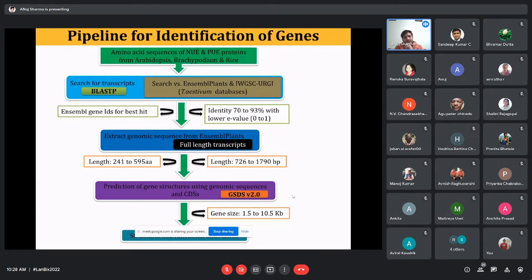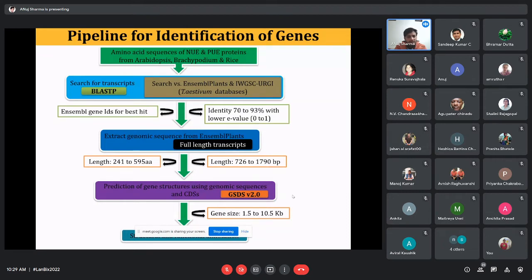So that is the pipeline which we have utilized. First, we derived the nitrogen use efficiency and phosphorus use efficiency proteins from Arabidopsis, Brachypodium, and rice. Why Arabidopsis, Brachypodium, and rice here? Because we consider Arabidopsis a model plant, and Brachypodium and rice are monocot plants closely associated with wheat. That's why we selected them as queries.